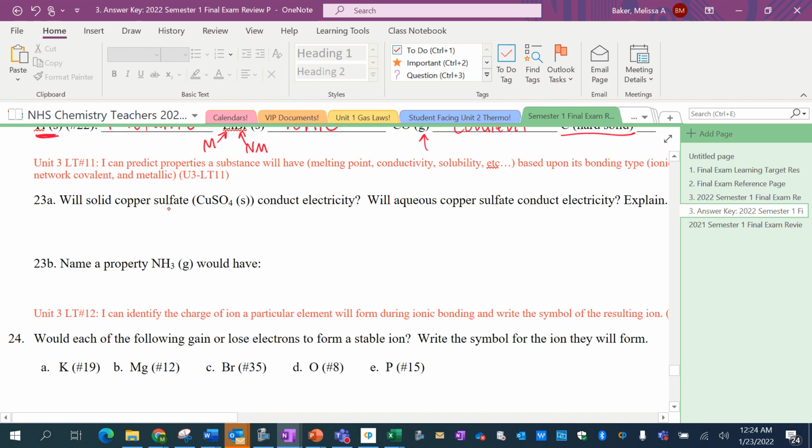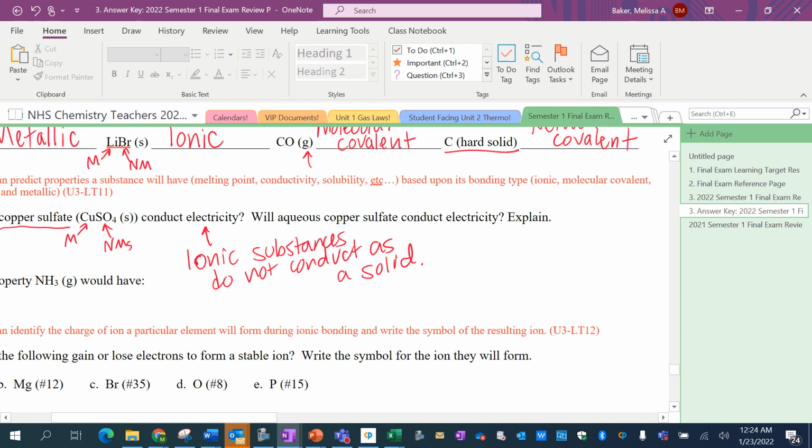Will solid copper sulfate conduct electricity? Well, let's see. This is a metal and nonmetals. So no. Ionic substances do not conduct as a solid. Will it conduct aqueous? That means dissolved in water. Yes.